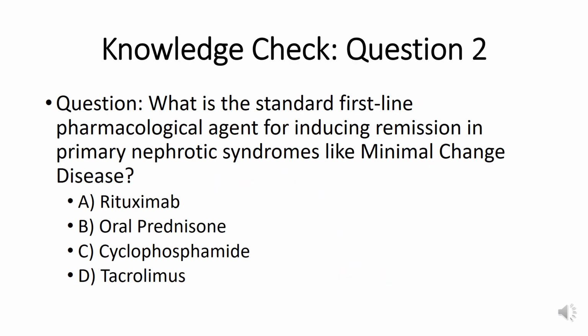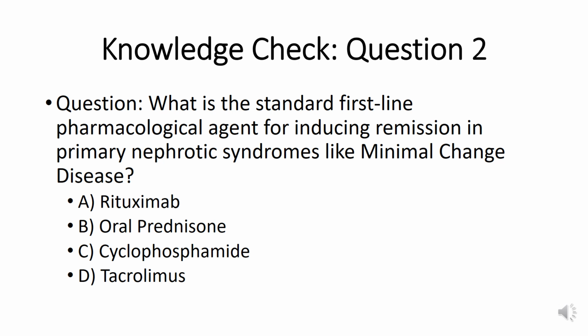It's time for another knowledge check in glomerular disease pharmacotherapy. The question asks which medication is considered the standard first-line treatment for inducing remission in primary nephrotic syndromes such as minimal change disease. The correct answer is B, oral prednisone.